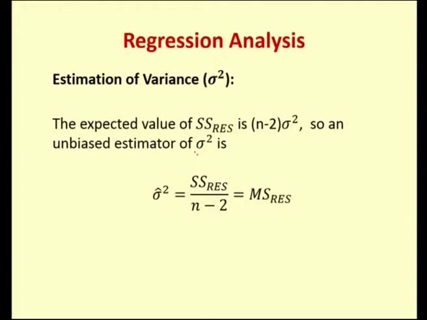So, an unbiased estimator of sigma squared is obtained by sigma squared cap is equal to sum of squares due to residual divided by n minus 2, and this, we know by definition, is nothing but the mean sum of squares due to residuals.